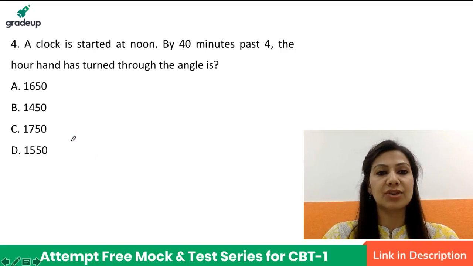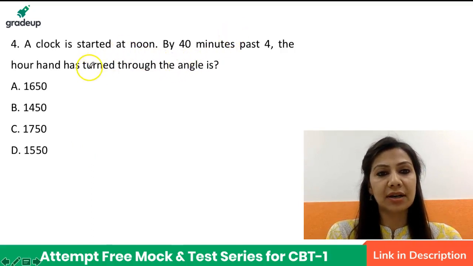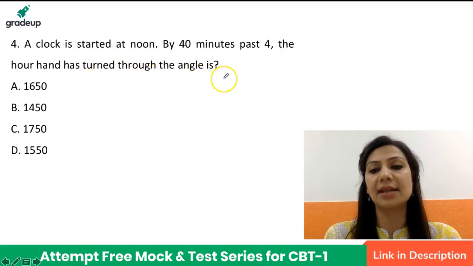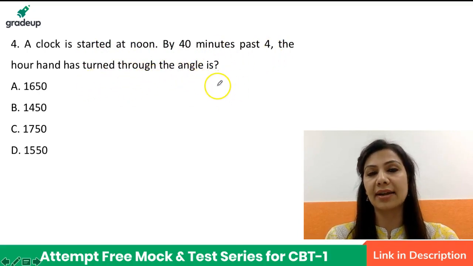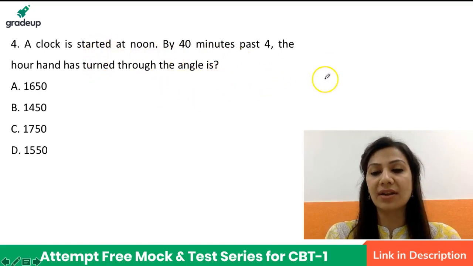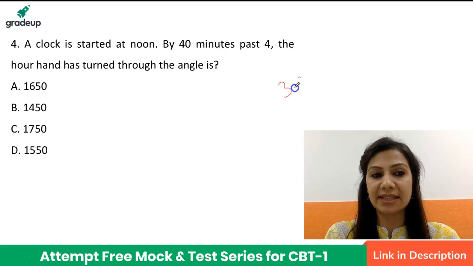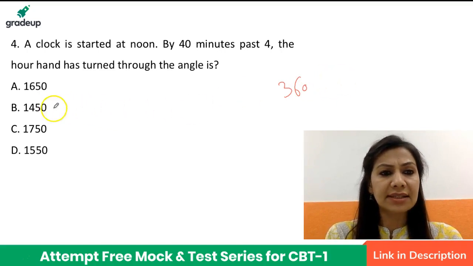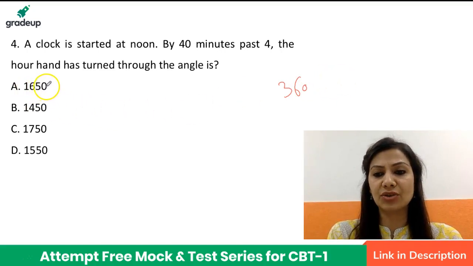This is the next question. A clock is started at noon, by 40 minutes past 4, the hour hand has turned through the angle is. You have to find out the angle, right? So what you know that the hour hand for 12 hours the angle will be 360 degree, correct? So 360 degree, it is already, you will subtract something. It's not 1650 student, actually it is 165 degree.